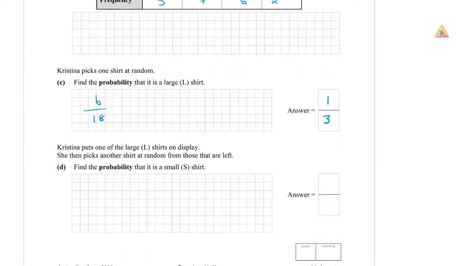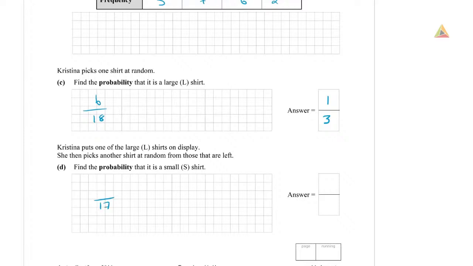For part D, Christina puts one of the large shirts on display. She then picks another shirt at random from those that are left. Now, if she puts one of the shirts on display, there was a total of 18. If she puts one of them on display, that means we're going to have 17 left. So the total is going to be out of 17.